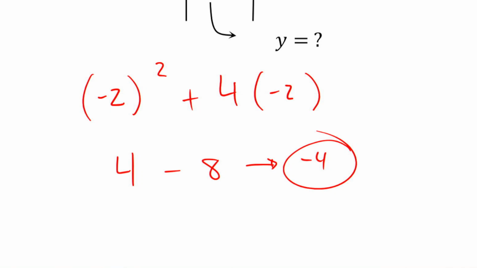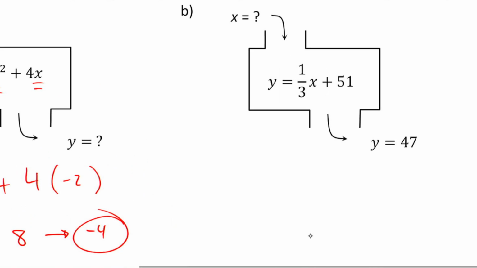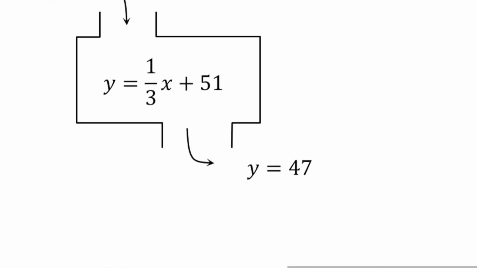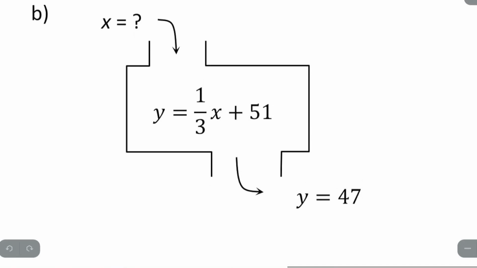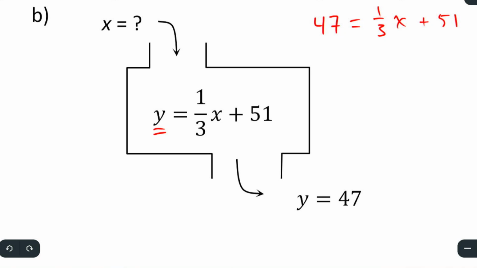The next part, I'm asked, hey, what value would you give this function? What do I give this function if I want to get an output of 47? What goes in to produce 47? So in this case, what I'm looking for is, look, I want the output to be the number 47. So I write that right there where the y is. That's my target. And then I write what the rule for this function is. It says 1/3 times x plus 51. So my goal is to figure out the value of x that's going to produce this output of 47.